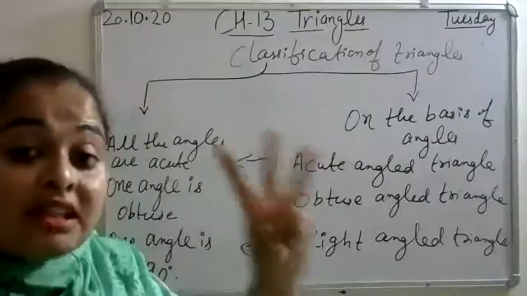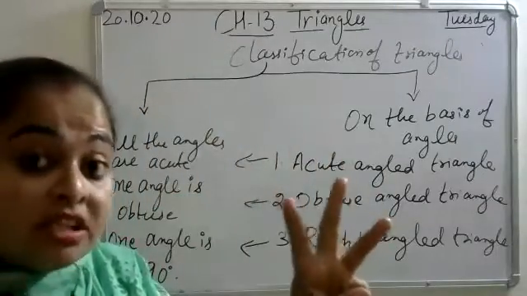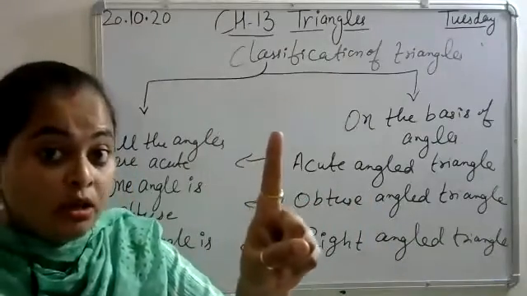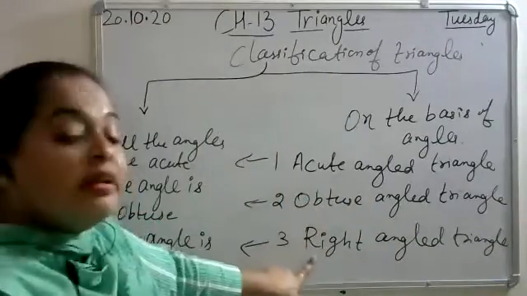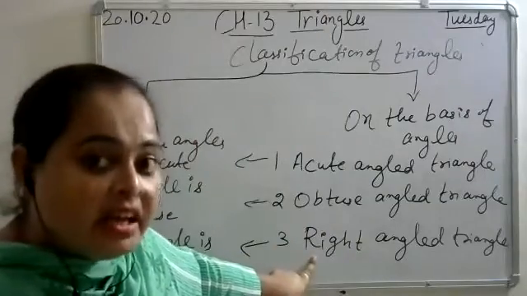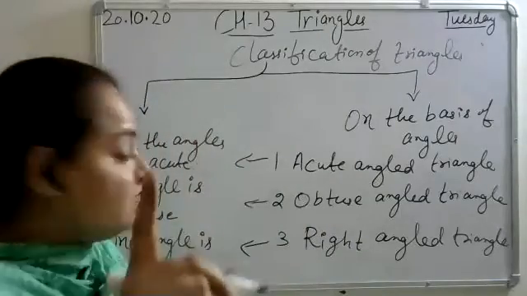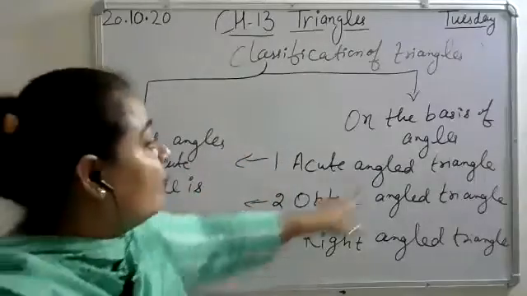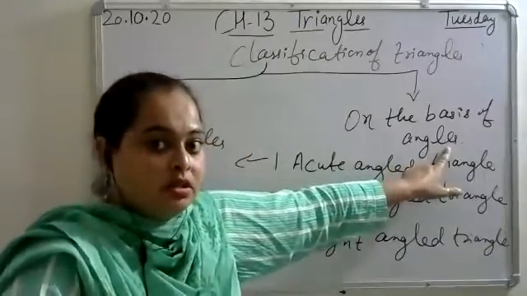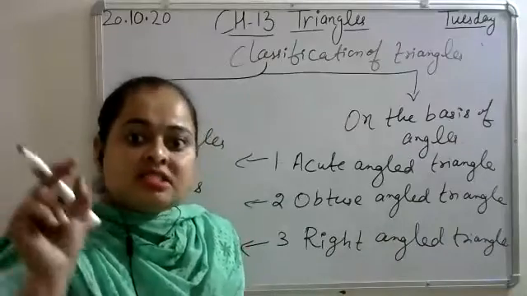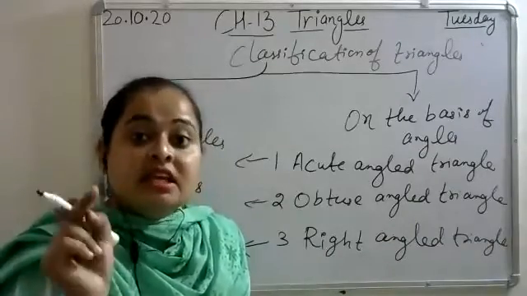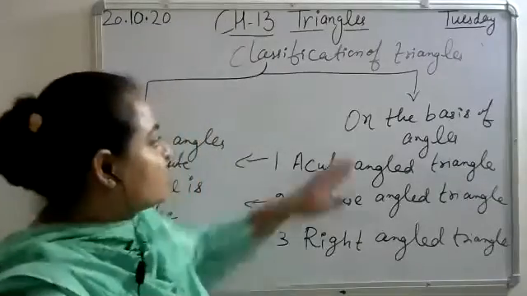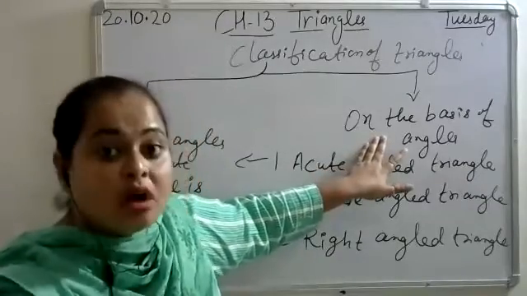Acute, all the three angles are acute. Obtuse, one angle only. Right word is used for 90 degree angle. So one angle is 90 degree. So this is the classification on the basis of angles. Previous classification, scalene, isosceles, equilateral, is the classification on the basis of sides. And this is the classification on the basis of angles.